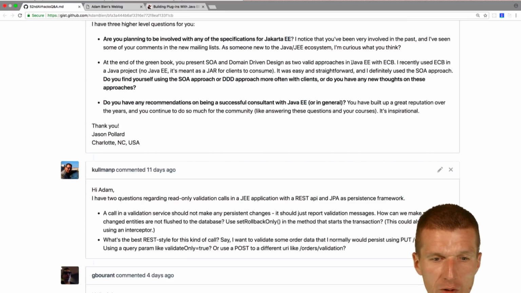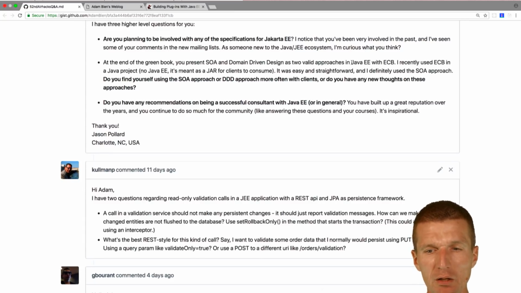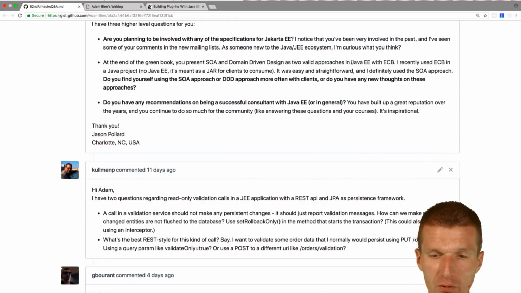Very good. At the end of the book, Real World Java EE Patterns, I present SOA, domain-driven design, and two valid approaches in Java EE, and ECB. This is the entity control boundary pattern. Why do I use the ECB pattern? Because it's one of the oldest patterns, from Ivar Jacobson. And if there is a pattern out there, I will just use it before I invent my own pattern. So this is the whole idea behind it. It was easy and straightforward, and I definitely used the SOA approach.